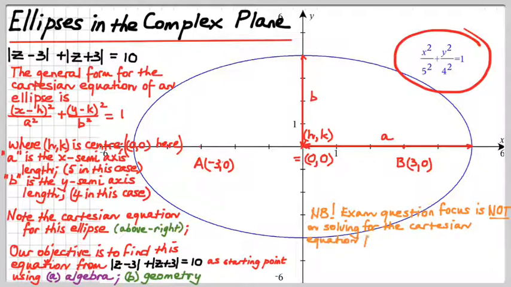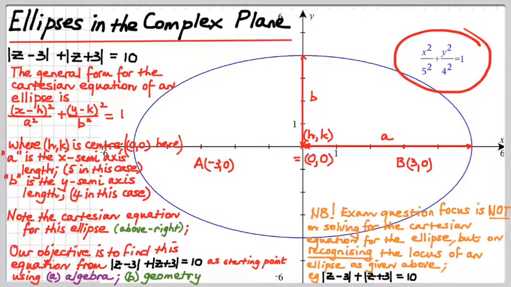Okay? Which is not work if you enjoy it. Now, what I'm saying here is my little caveat, okay? I'm saying that the exam question focus, which I've been just saying before, is not on solving for the Cartesian equation of the ellipse. You don't have to solve it in the exam, it takes too long, but on recognising the form of the locus of the ellipse, okay?